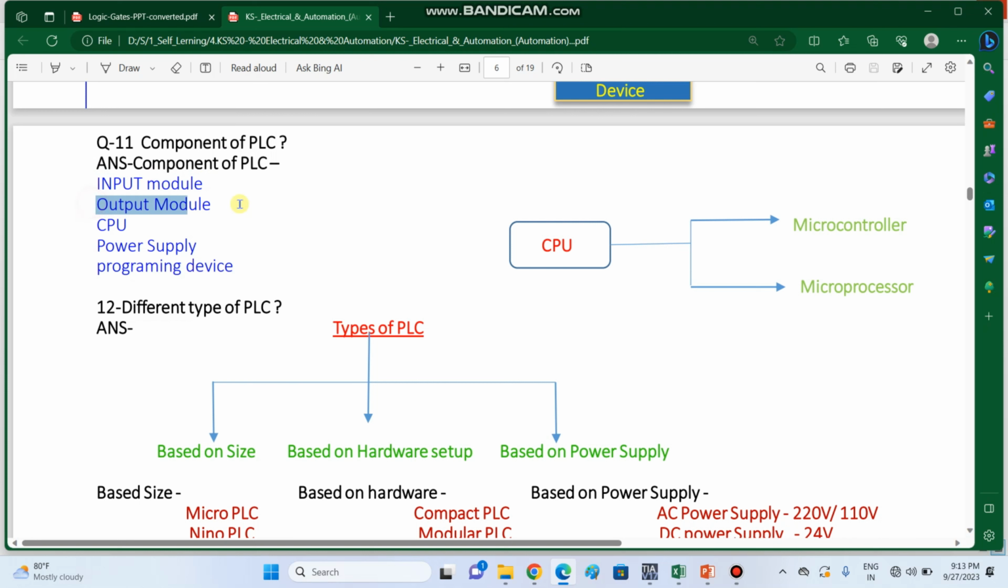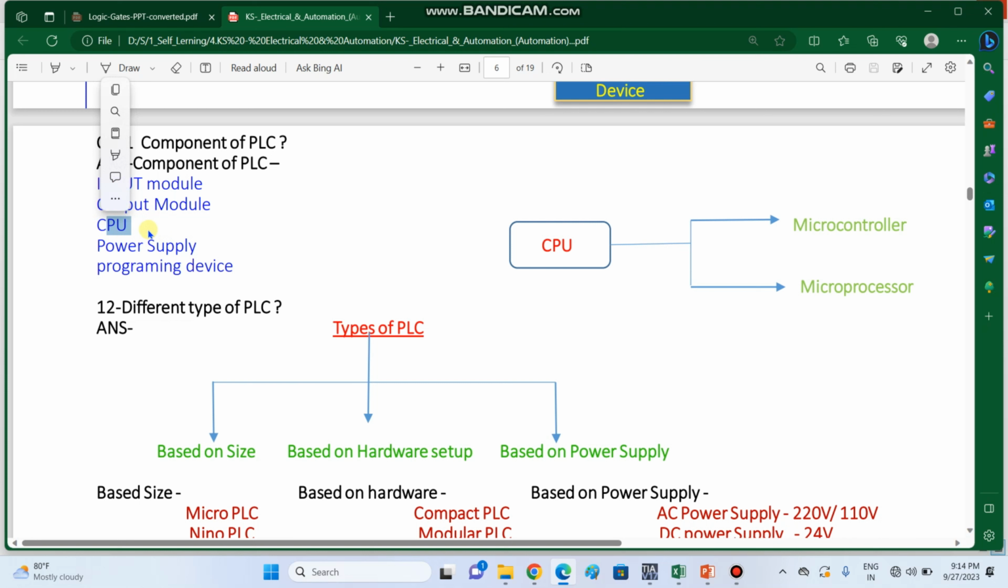Then the output module in PLC. The components in PLC are the output module and the CPU. In the CPU, the PLC stores all the data, such as the program. In the CPU the PLC stores the program or logic.